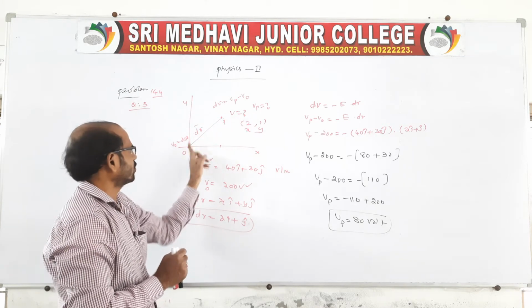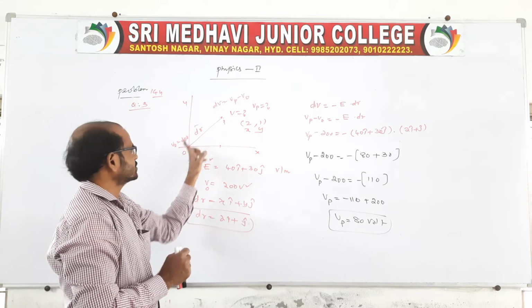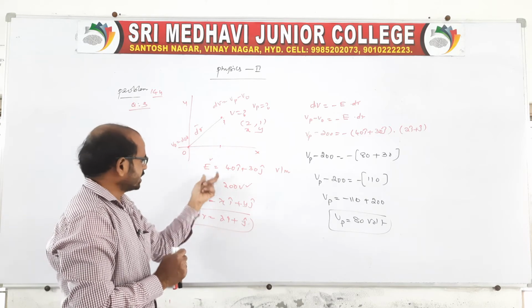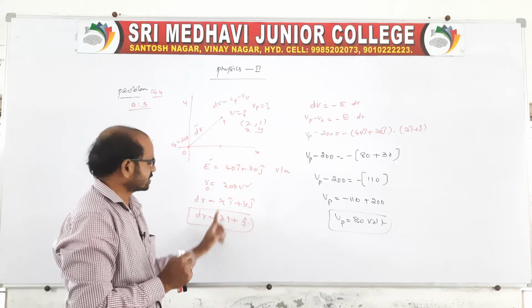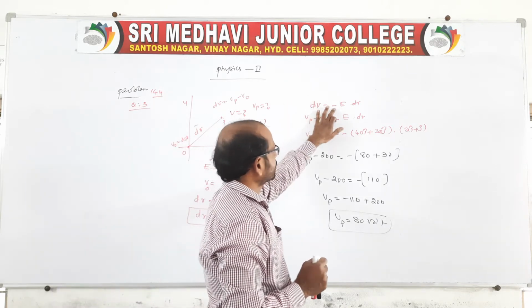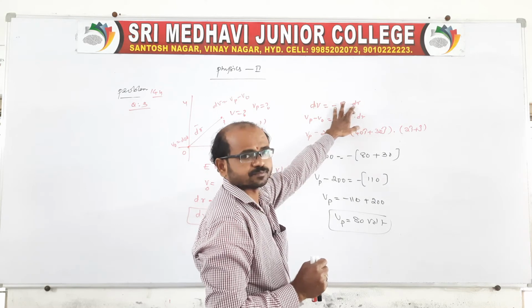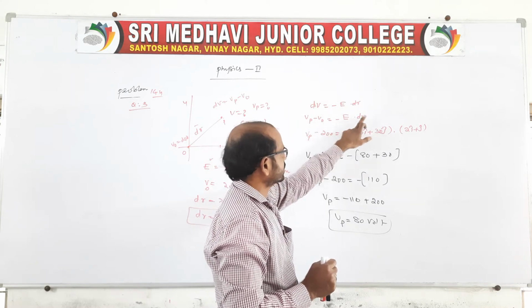The difference between the points O and P: dV is equal to Vp minus V naught, because V naught is the initial point and Vp is the final point. So E is given, V naught is given, and dr is also given in terms of x i cap and y j cap. The x value is 2, the y value is 1. According to the relation dV is equal to minus E dot dr, Vp minus V naught is equal to minus E dot dr.